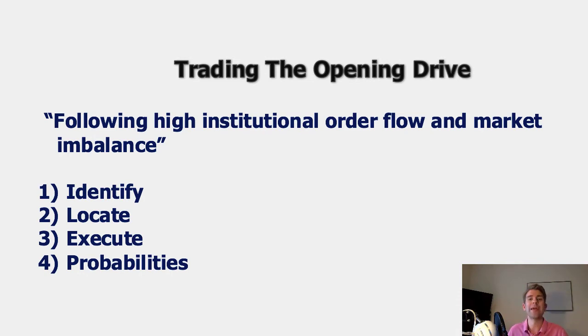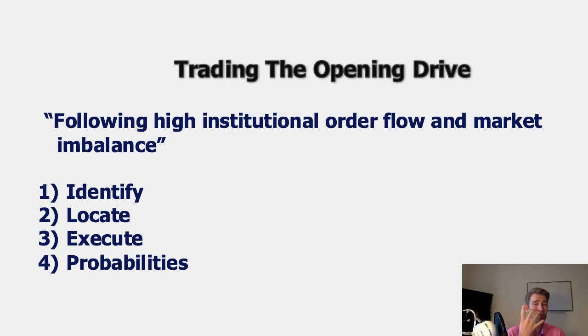Number two, we want to locate where we would want to be involved in the trade. So in other words, it's all very well saying opening drive, but we don't want to be just chasing something and get caught in a pullback. We want to be looking for a good place to buy a pullback or sell a pullback if we're in a downtrend, where we can get involved in the trade idea. Number three is execute. So where we're going to pull the trigger, what we're going to do with it, how we're going to actually execute it, where our risk parameters are going to be.